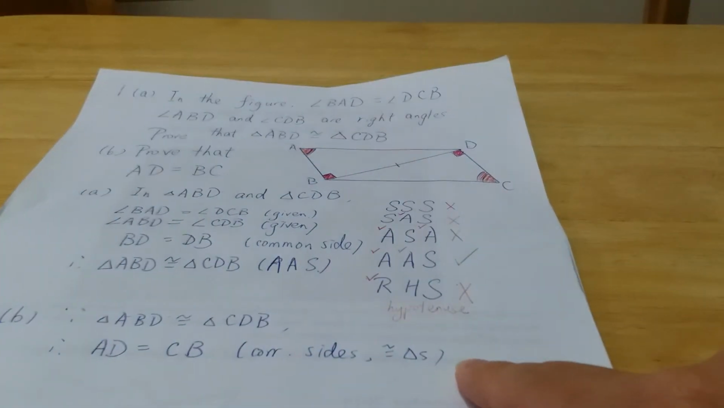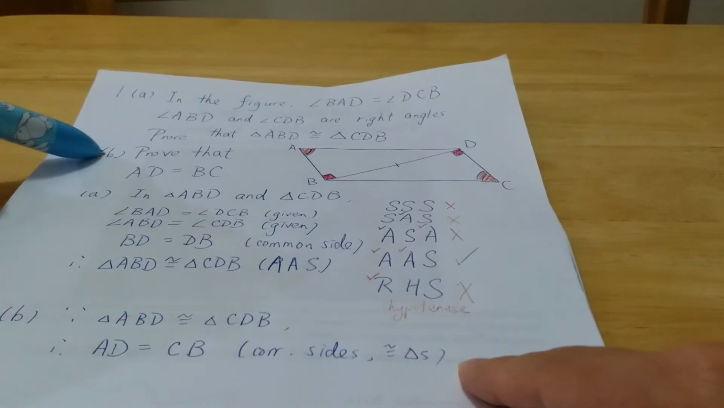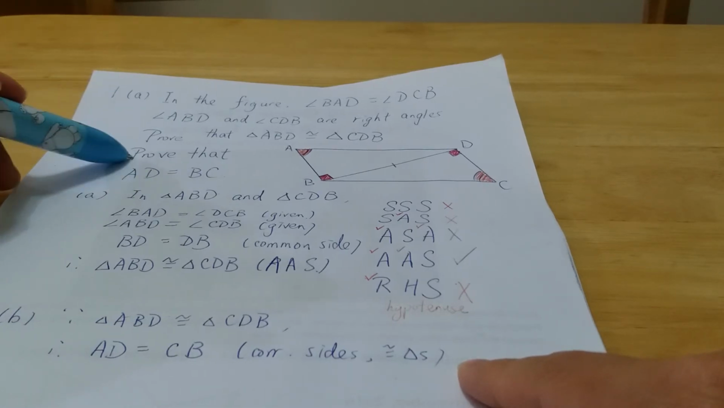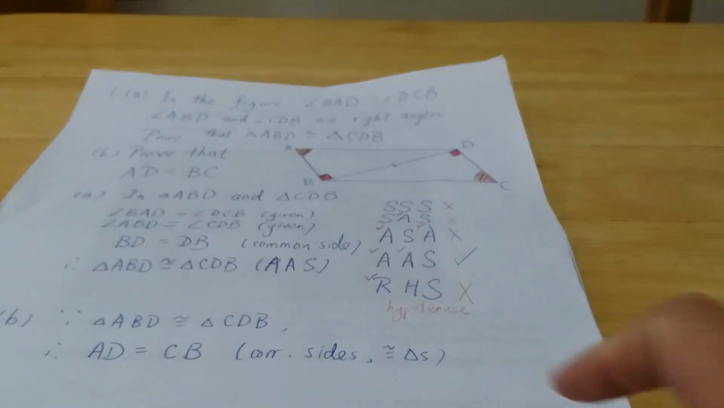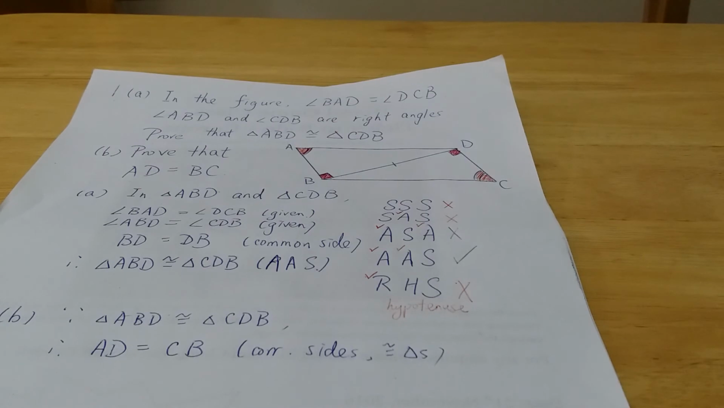Don't miss the reason, because in a question that says prove, you must write down the reason, otherwise you will lose some marks. For every proof you must write the reason. Okay, this is the whole answer of question 1. So I hope you know when to use the reasons for congruent triangles. That's the end of these questions.